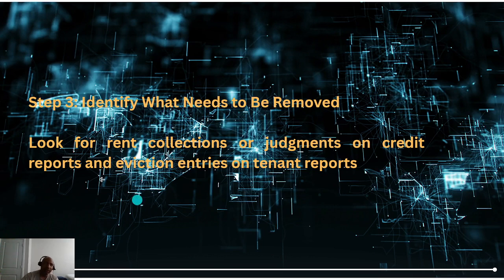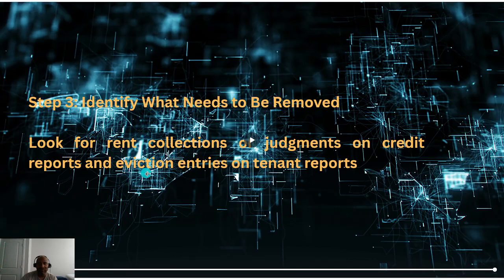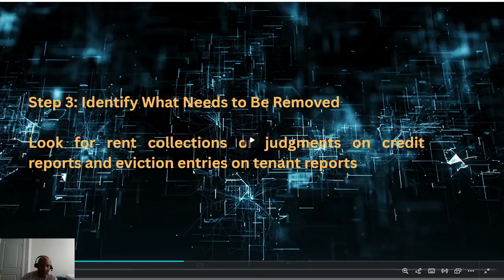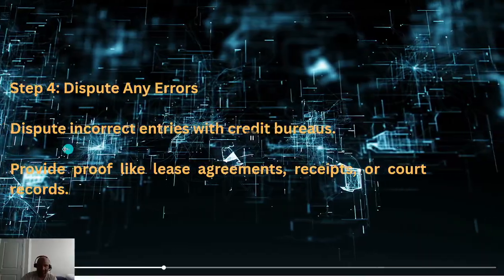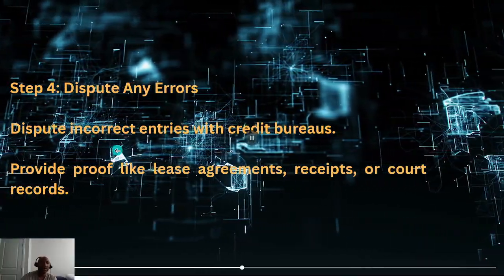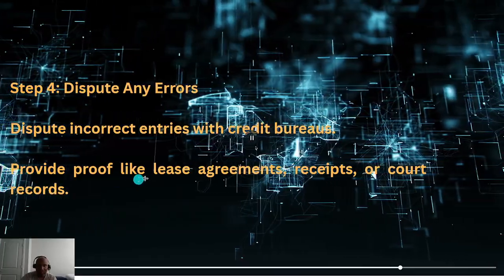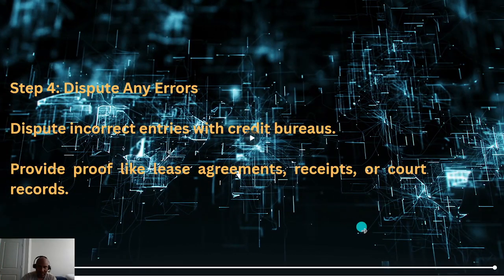So now you want to look for rent collections or judgments on credit reports and eviction entries on tenant reports. Identify what needs to be removed. All right. Step 4, dispute any errors. Dispute incorrect entries with credit bureaus. Provide proof like lease agreements, receipts, or court records.